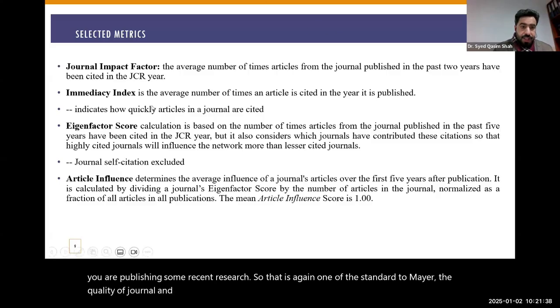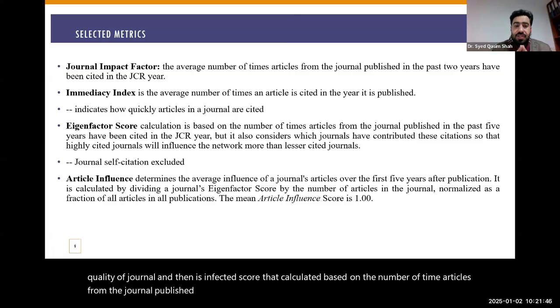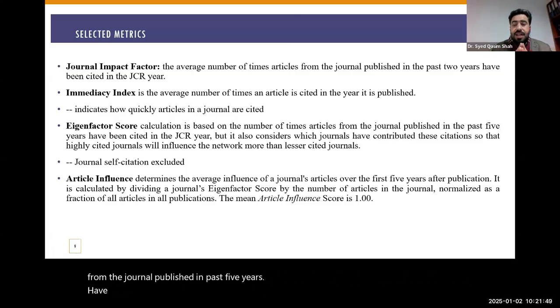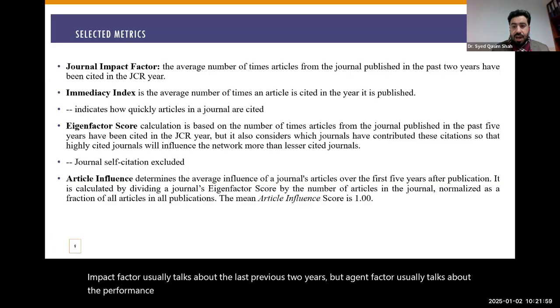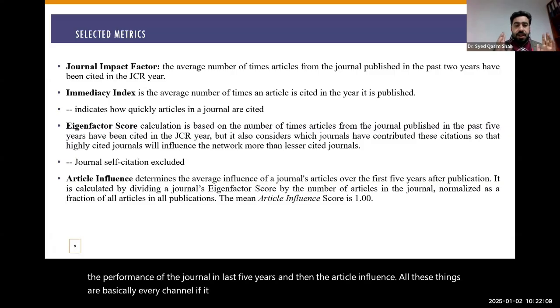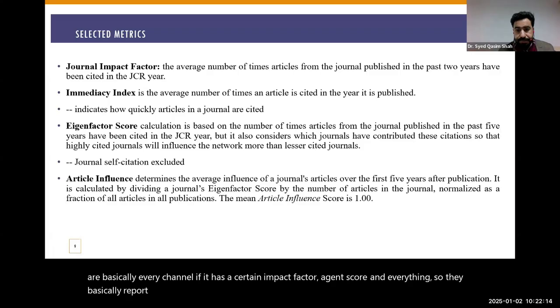And then the Eigenfactor score, which is calculated based on the number of times articles from the journal published in the past 5 years have been cited in the JCR year. Impact factor usually talks about the previous 2 years, but Eigenfactor talks about the performance of the journal over the last 5 years. And then the article influence. Every journal with a certain impact factor, Eigenfactor score and so on reports them, right?